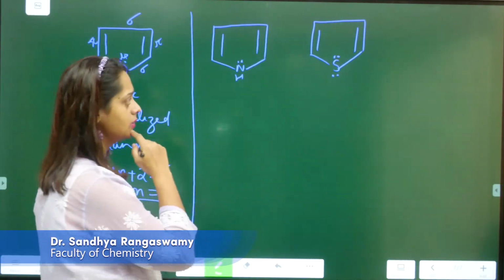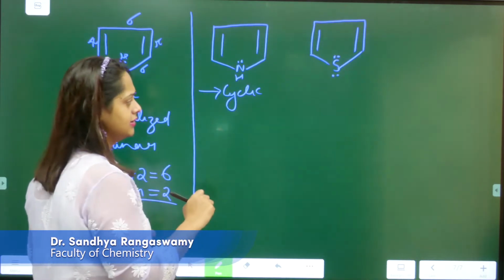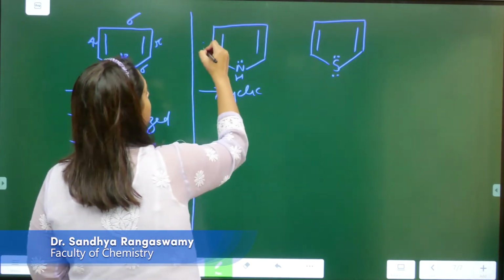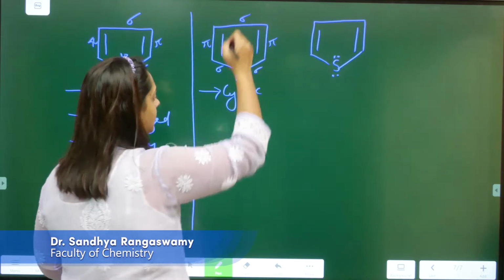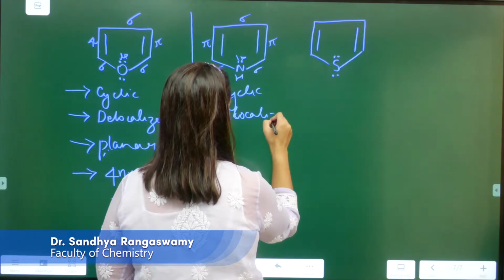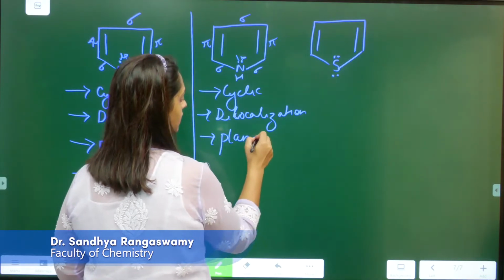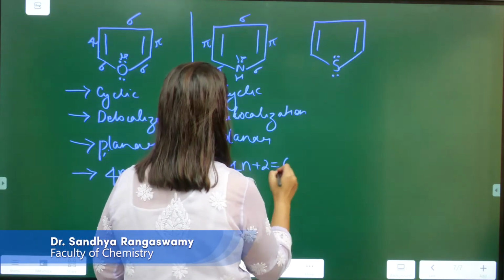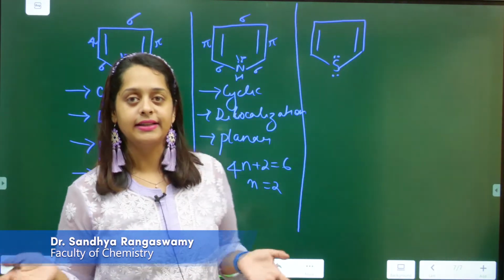Fine. What about this molecule? Similar situation. Everything is the same. But what is different? Nitrogen is present instead of oxygen, and nitrogen has only one set of lone pair. I need only one set of lone pair to form the delocalization, right? So that is enough. So that means even delocalization is possible. Planarity, yes, it is a planar molecule. So when I see Huckel's rule, 4n plus 2 is equal to 6, n becomes equal to 1. So this molecule is also aromatic in nature.